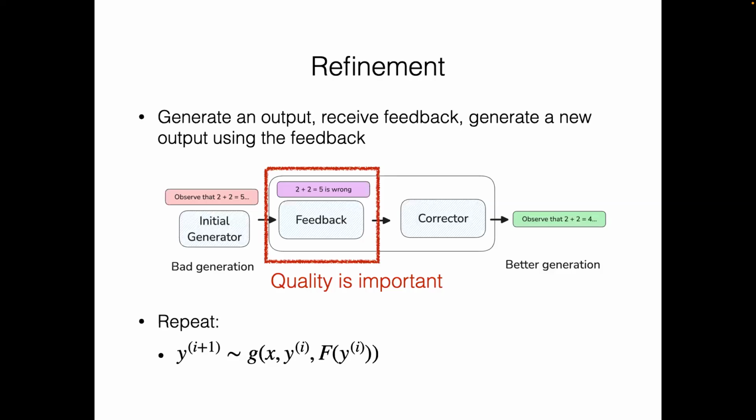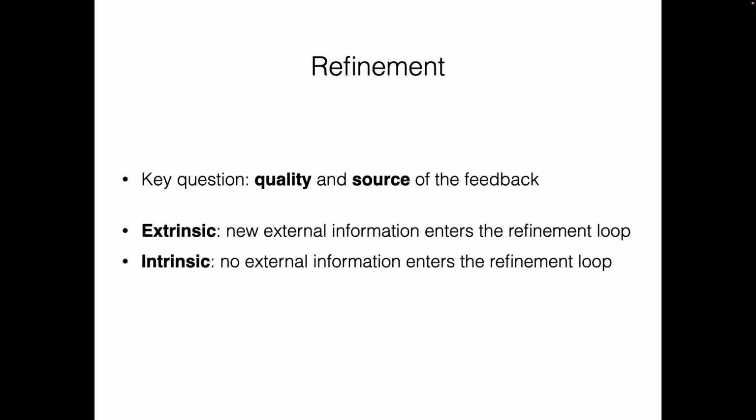So it turns out that whether refinement works well really depends a lot on the feedback. And so you could think of it in two different categories. You could have what's called extrinsic feedback. So this is saying that intuitively new information is entering this refinement loop through the feedback. And then intrinsic is trying to say that there's no external information. So the model is maybe trying to produce feedback on its own outputs, and then refine accordingly.